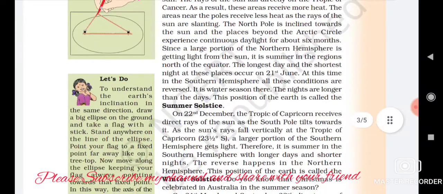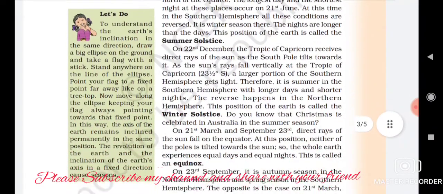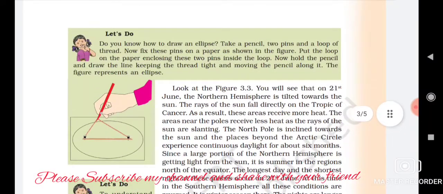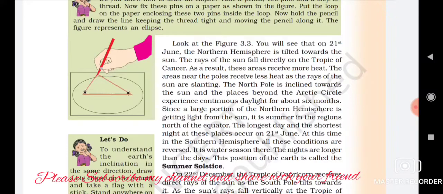Next, we will understand the 4 concepts: the summer solstice, winter solstice, vernal equinox, and autumnal equinox. On the 21st June, the Northern Hemisphere is tilted towards the sun. The rays of the sun fall directly on the Tropic of Cancer. As a result, this area receives more heat, and the area near the pole receives less heat as the rays of the sun are slanting. The North Pole is inclined toward the sun. The places beyond the Arctic Circle experience continuous daylight for 6 months.